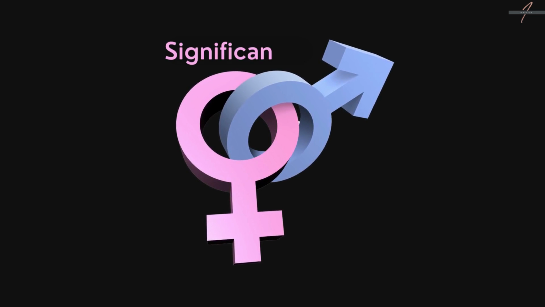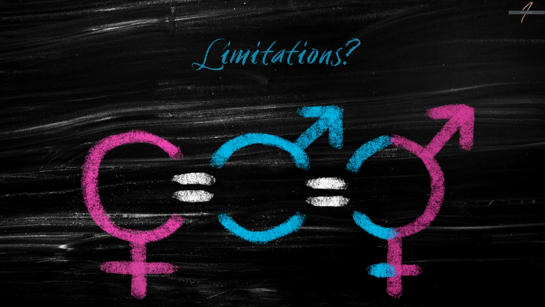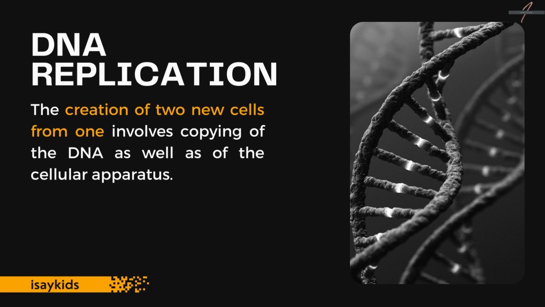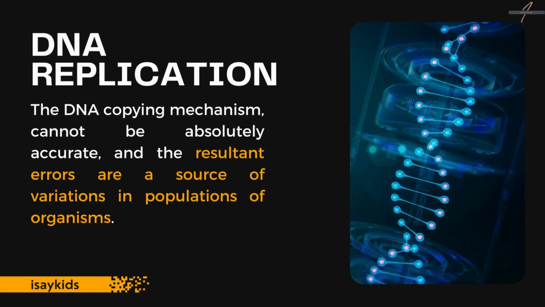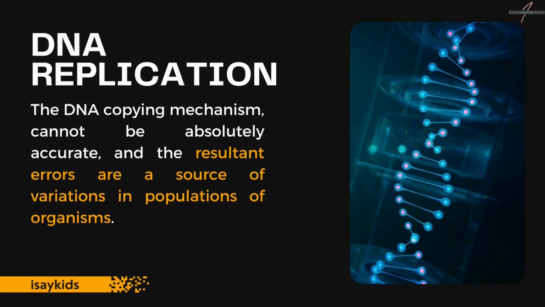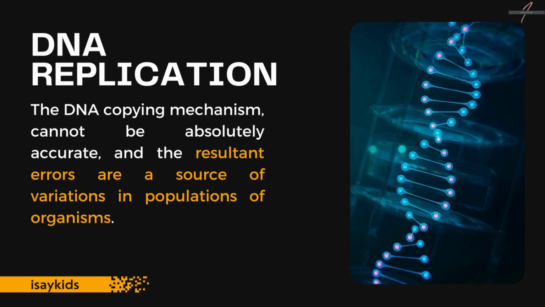What is the significance of this sexual mode of reproduction? Are there any limitations of asexual mode of reproduction? Why the sexual mode of reproduction? Well, the creation of two new cells from one involves copying of the DNA as well as of the cellular apparatus. The DNA copying mechanism, as we have noted, cannot be absolutely accurate, and the resultant errors are a source of variations in populations of organisms.